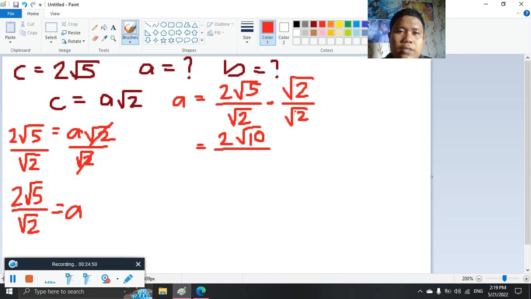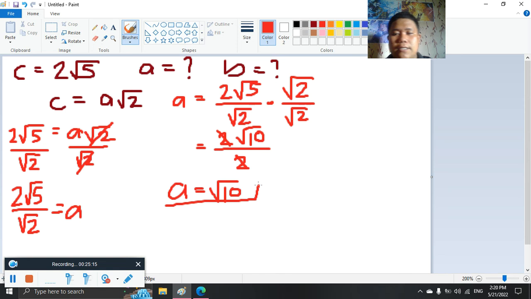Again, square root of 4. Extract, what is the square root of 4? 2. Then, canceled out since numerator and denominator has the same value or has the same number, which is 2. Therefore, the value of A is equals the square root of 10. Mo ni mga answer. A equals the square root of 10. Also, B is equals the square root of 10.